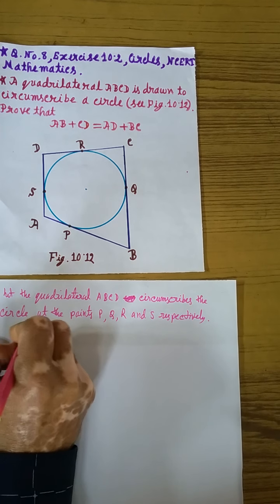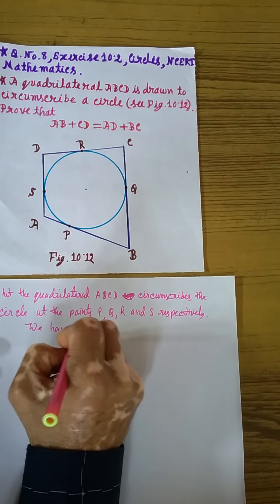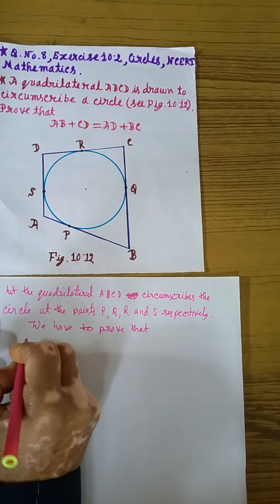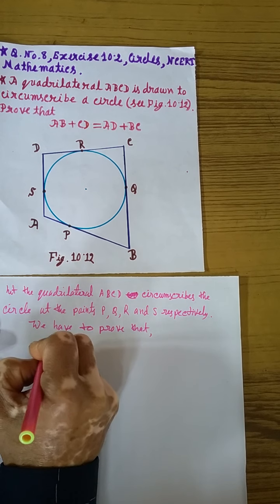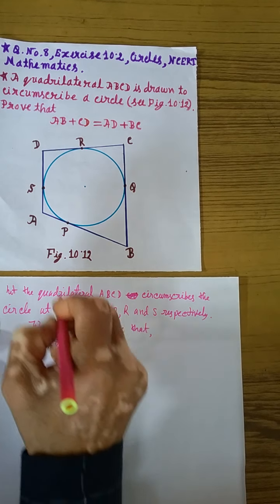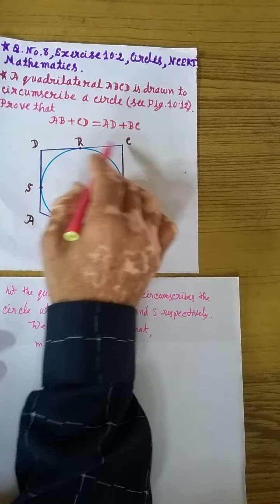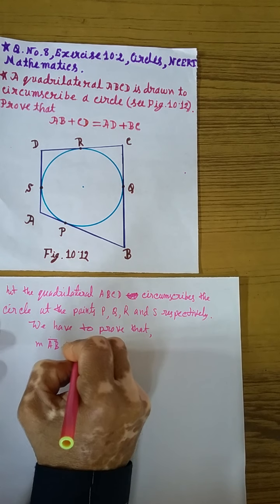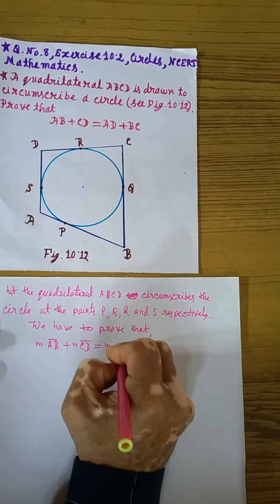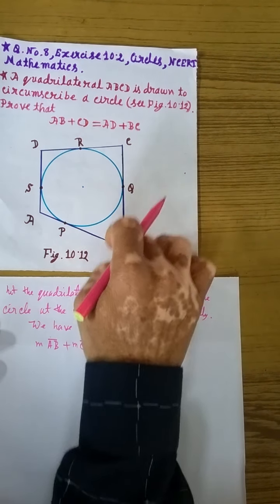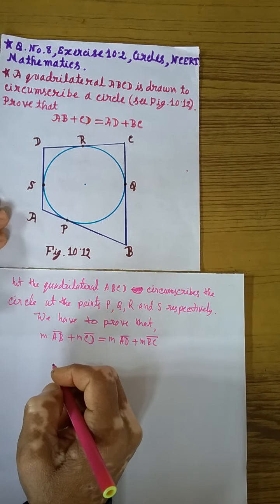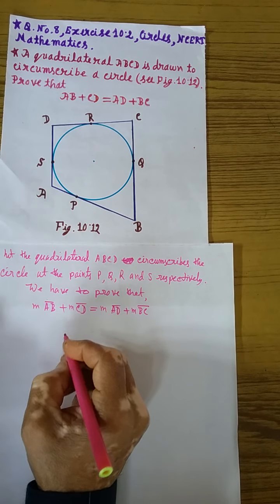After this, write in this way. We have to prove that measure of AB, this side, plus measure of CD, this side, is equal to measure of AD, this side, plus measure of BC, this side. So to proceed, write in this way.